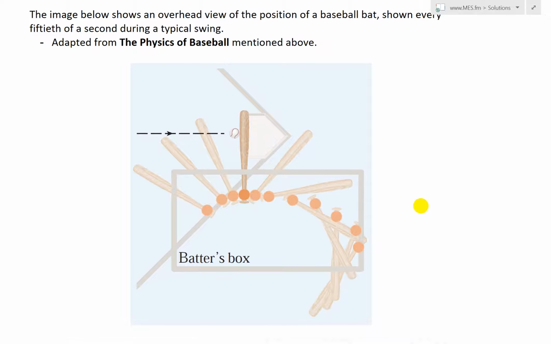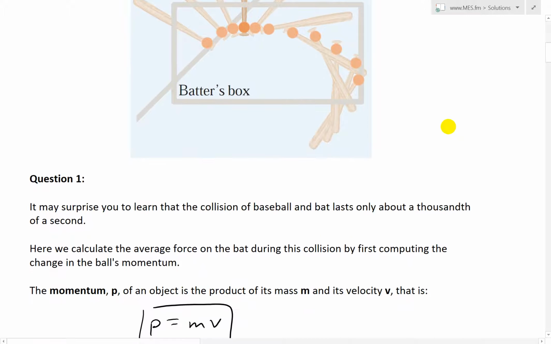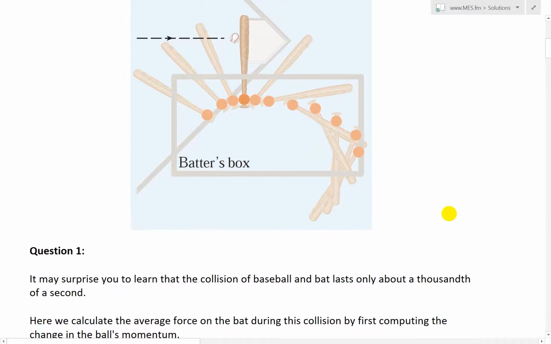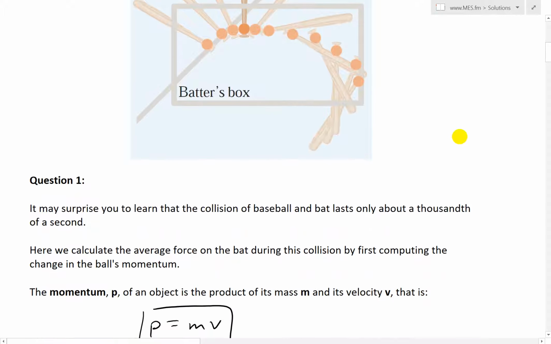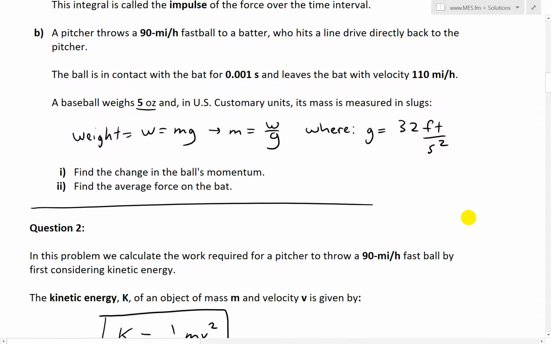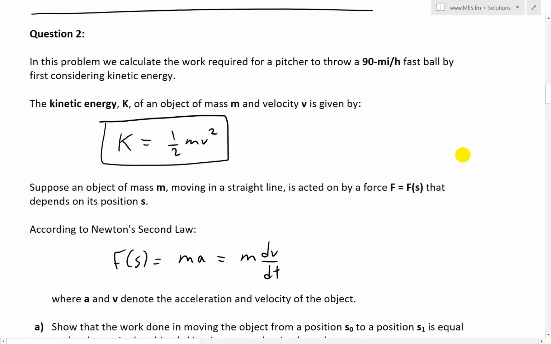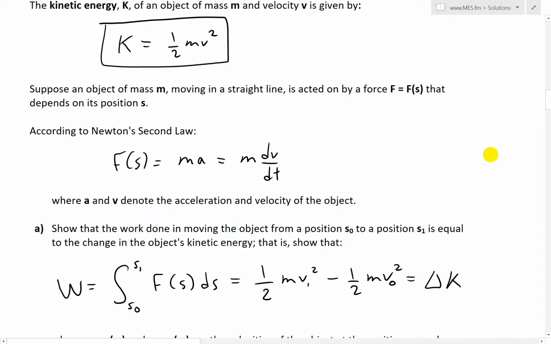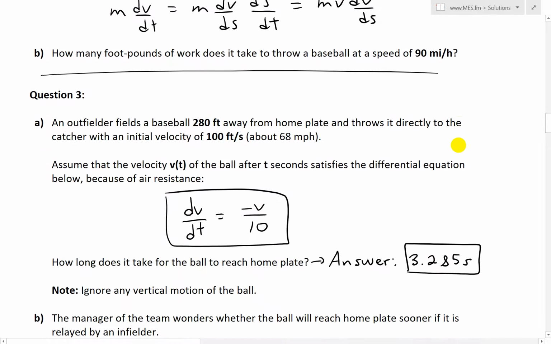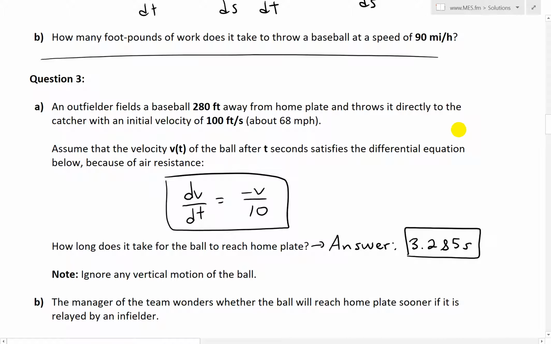I basically look at the physics of baseball. Question 1 looked at the collision of baseball and bat and what kind of forces are at play there. Then question 2 looked at the amount of work needed for a pitcher to throw a 90-mile-per-hour fastball. And then question 3 looked at an outfielder fielding a ball.